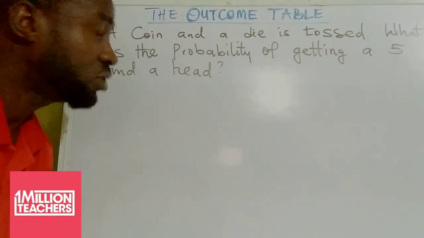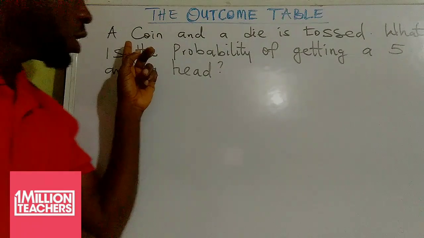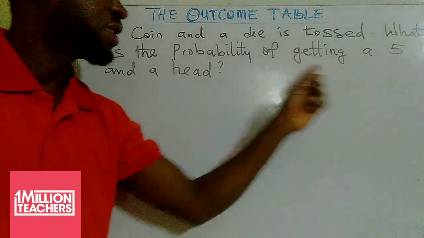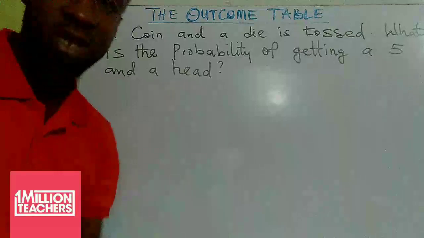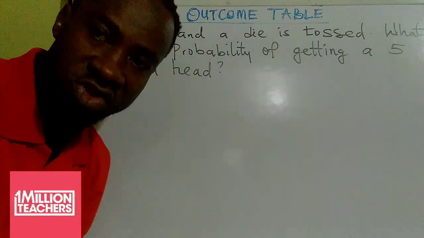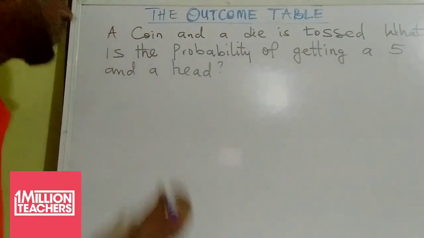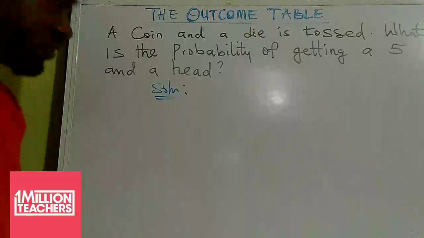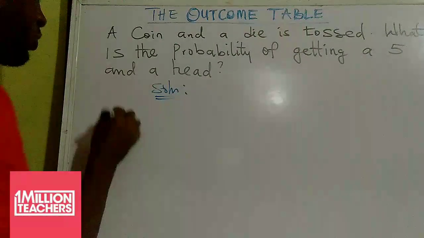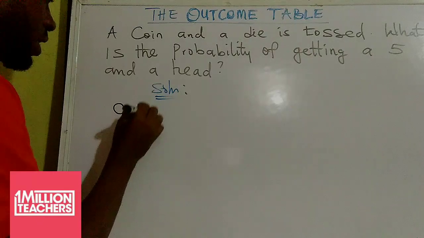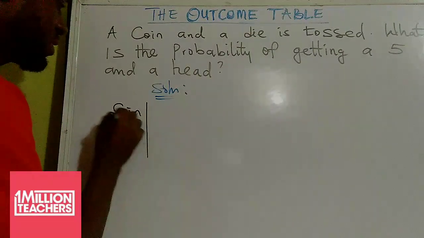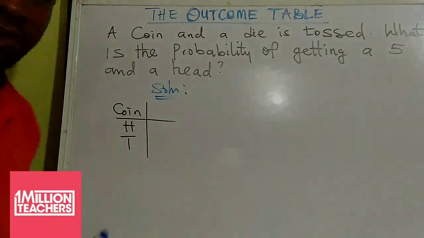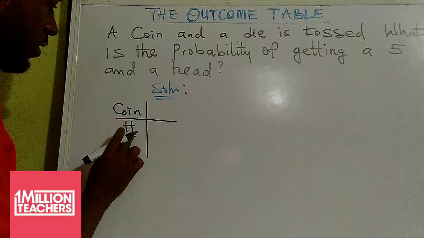So we have a question here on the board that says, a coin and a die is tossed. What is the probability of getting a 5 and a head? So we are having two events here. We are having the coin. So solution. We know that a coin has two sides. It has the head and the tail. So that's a coin.